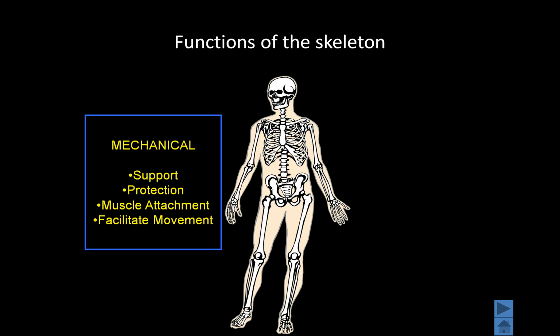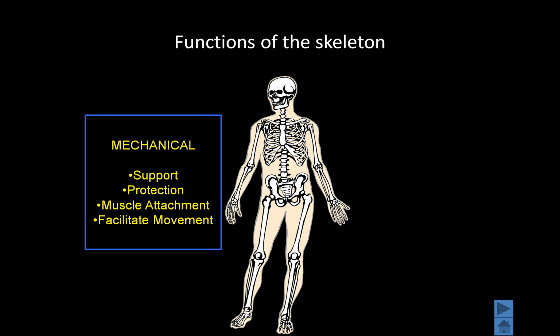The skeleton has many important functions. Firstly, let's look at the mechanical functions. Due to the rigidity of bones, bones are able to provide the necessary support to the soft tissues of our body to provide our erect posture and body proportions. Imagine your upper limb without any bones. It would be a floppy mess.